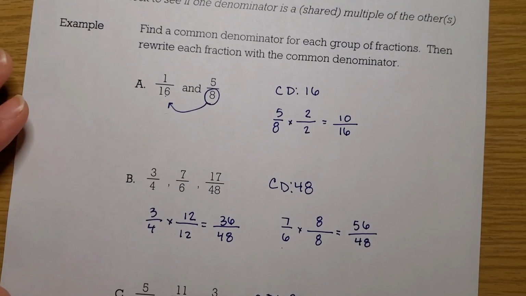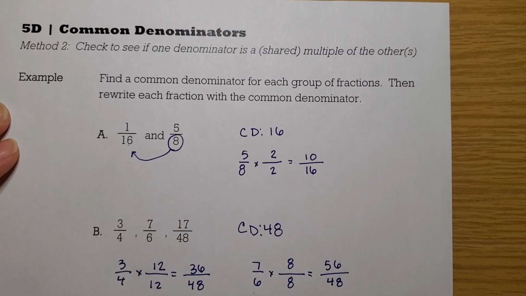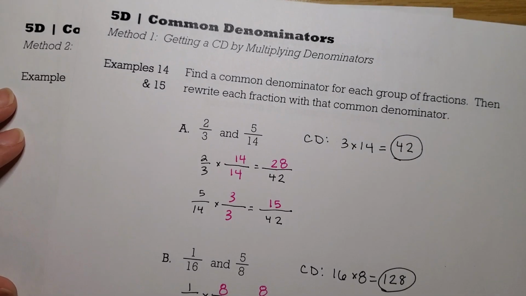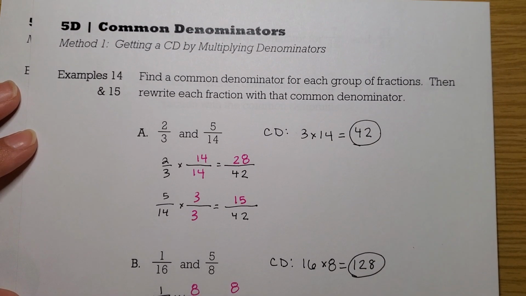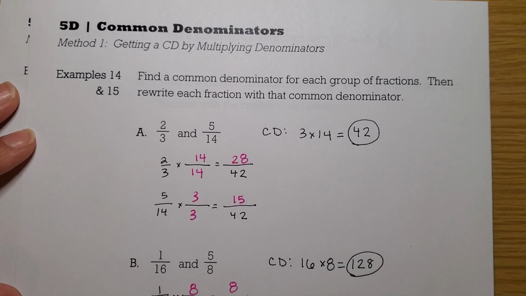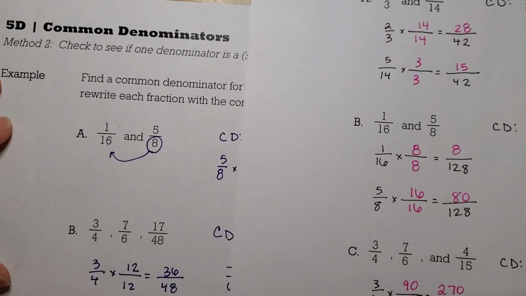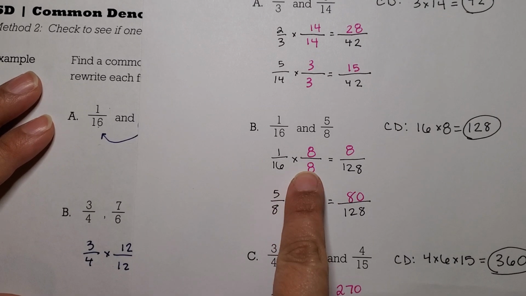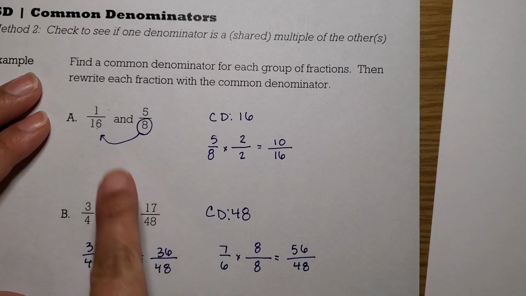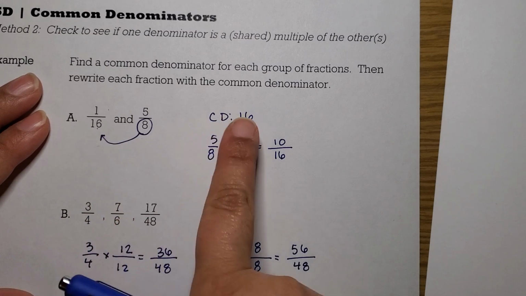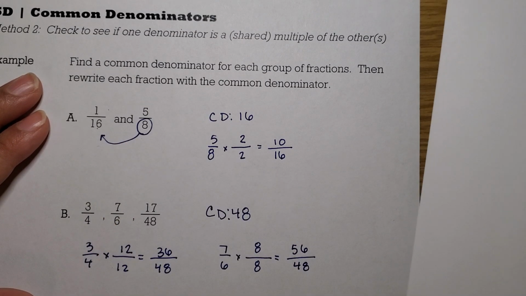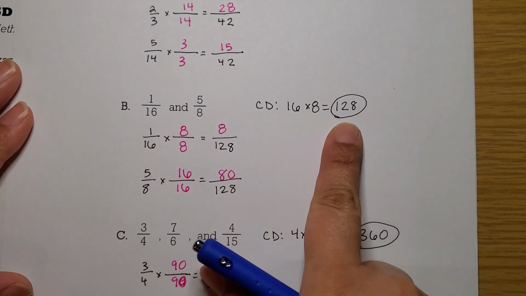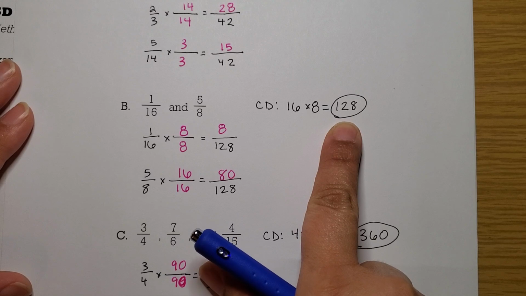So let's compare this method to the method that we talked about in the last video. In the last video, the technique we used was to multiply the two denominators to get the common denominator. And my first example on this page was the same as the second example here. So in this case, our common denominator that we found was 16. In the last video, the common denominator we found for these two was 128.